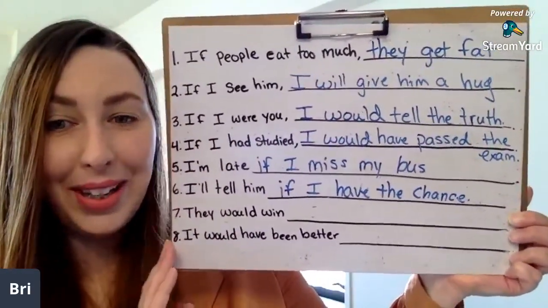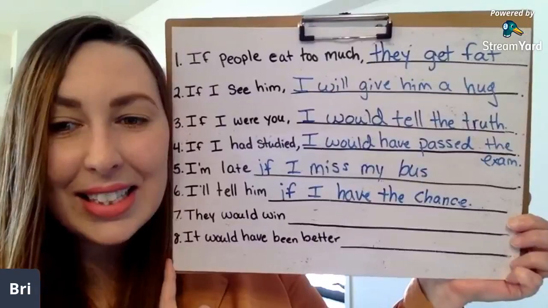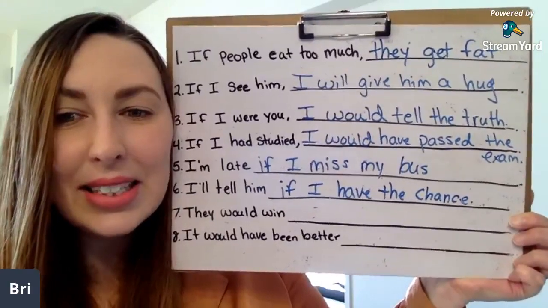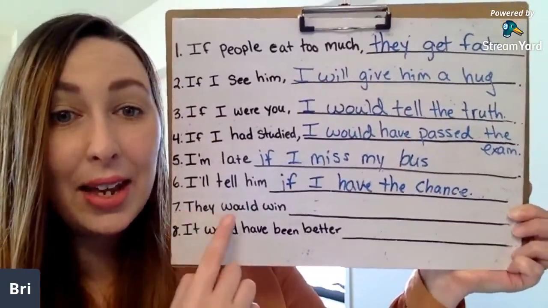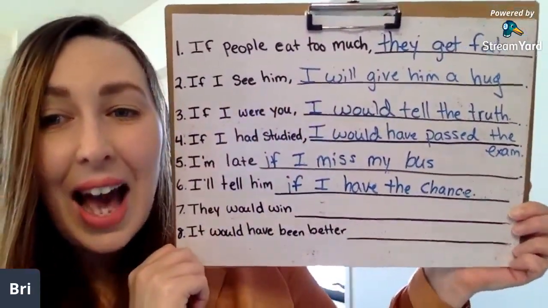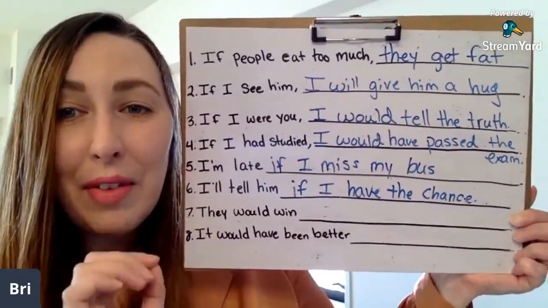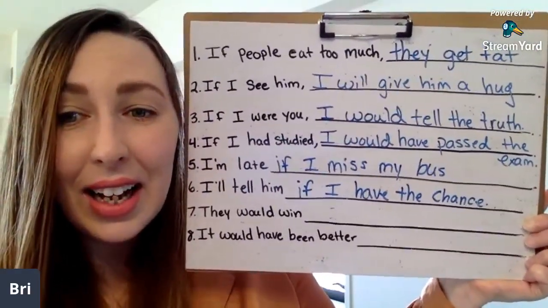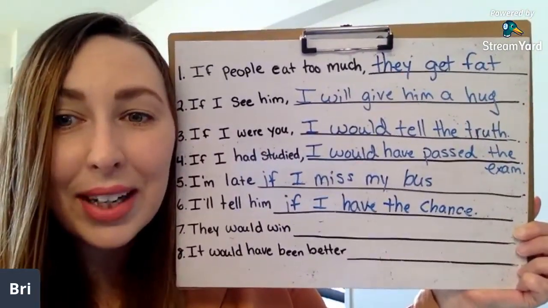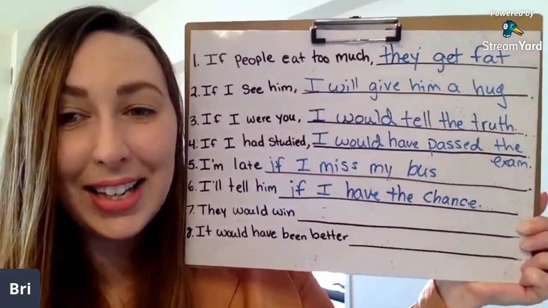What do they need to do to win? Okay. I see some, let's see. Number seven. Yeah, we're on number seven. So they would win. Very good. If they tried harder, if they made more of an effort, very good. They would win if they worked harder, very good. If they played better, oh, very good, Patel. If they played better, yes.